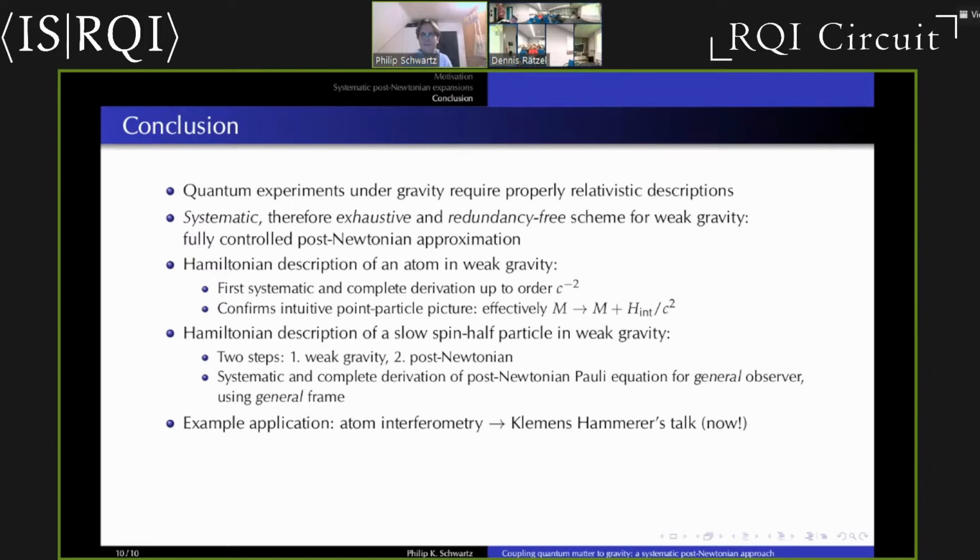And you can also apply this to a Dirac particle, and then get a Pauli Hamiltonian in the end with all effects in there. And one example application of this is atom interferometry, which you already saw in Clemens' talk. I wanted to give my talk before him, but now it's after this. So you already know the application.